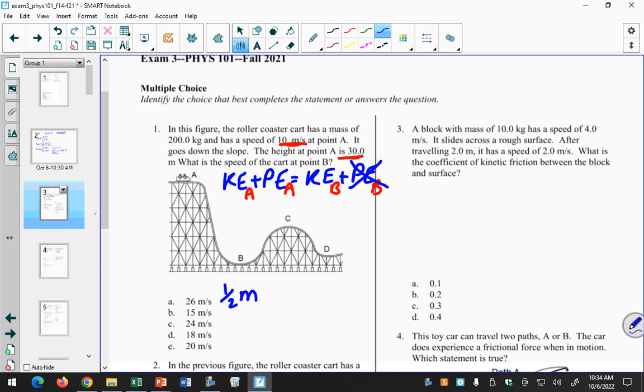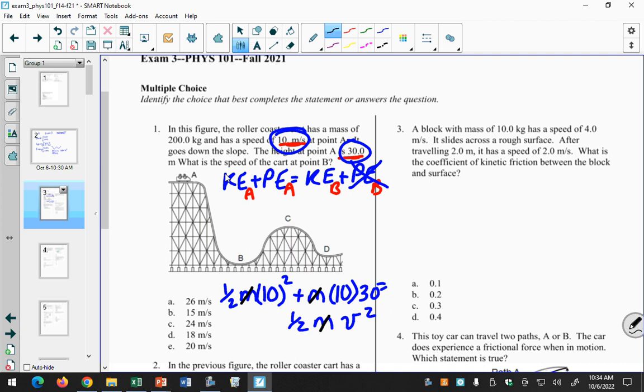So the potential goes away, and then I'm left with 1/2 m. I'll go and put in the numbers, just saves a little time. 10 meters per second squared, that was the speed at point A, plus m times g, that's 10, times h, which was 30, that's the height at point A, is equal to 1/2 m times v squared, which is what we're trying to solve. Then I can cancel out the m's.